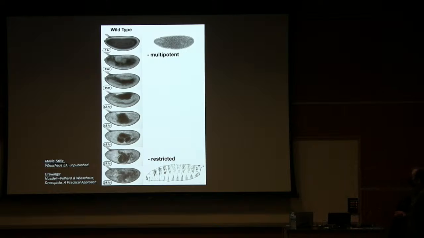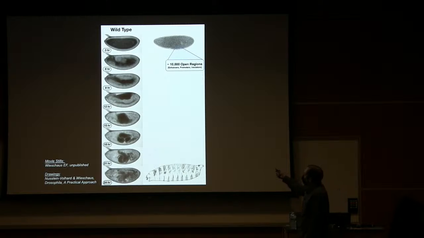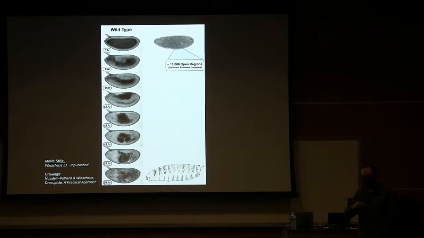Another advantage is that we have a vantage point on the very starting state of the system. For instance, at this moment in development, before these differentiation events have occurred, we can look in each nucleus and see that approximately 10,000 regions define the total of open and accessible chromatin in each of these nuclei. So these comprise the sum total of all of the available enhancers, promoters, and insulators that are encoded in the genome, or accessible information.